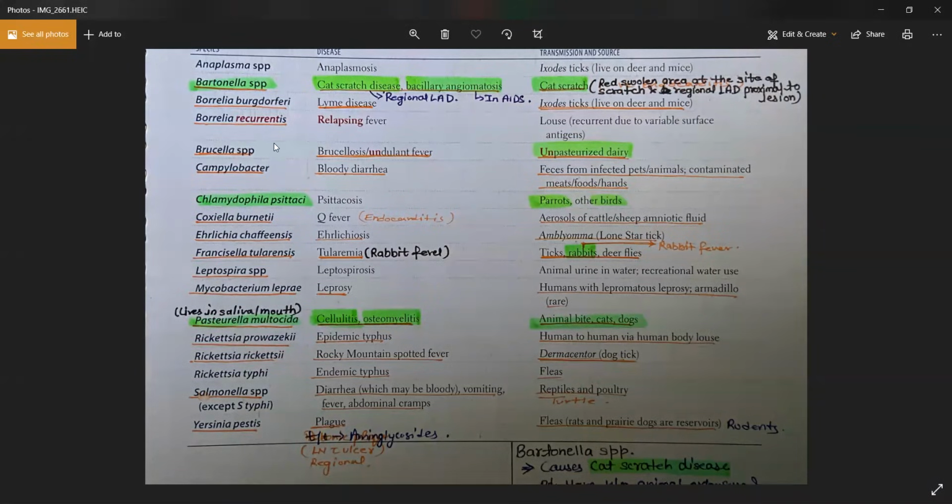Okay. Then comes Campylobacter. Like I told you, the most common cause of bloody diarrhea in children is Campylobacter. You will acquire this infection from pets, like dogs, cats, or from chickens, hens and eggs. Okay. Then the Chlamydophila psittaci. It causes psittacosis, which is the atypical type of pneumonia that you acquire from parrots, especially certain species of parrots. Okay. The Chlamydia psittaci.